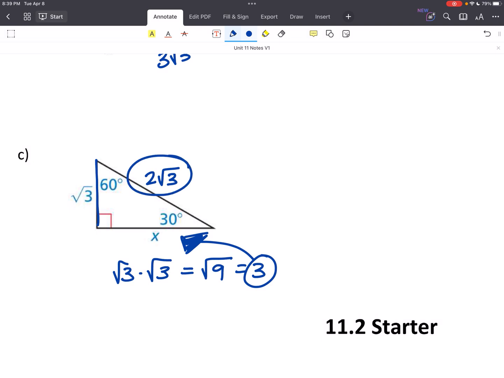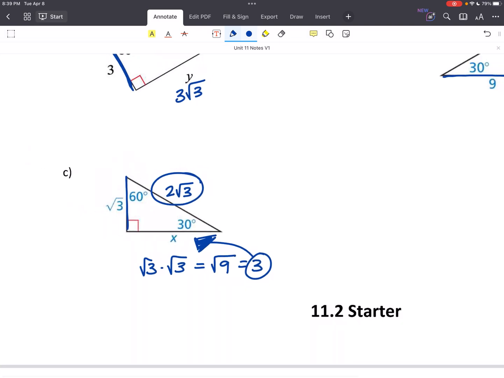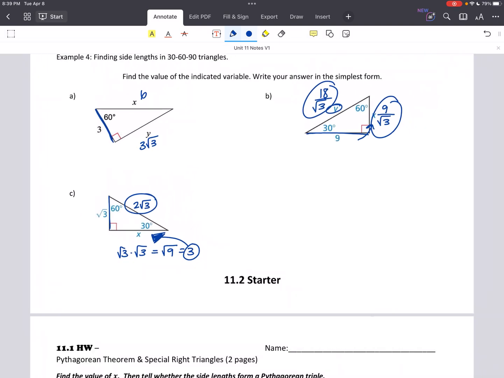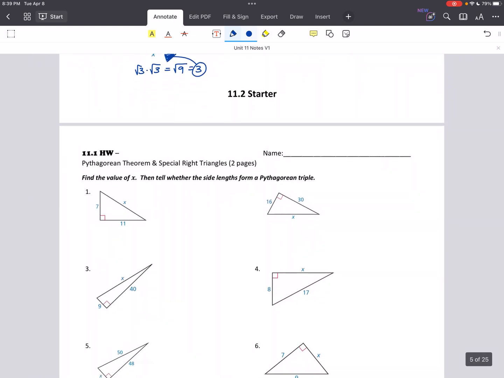This is 2 square roots of 3. We just leave all of these in reduced radical form. I don't want any decimals at all.